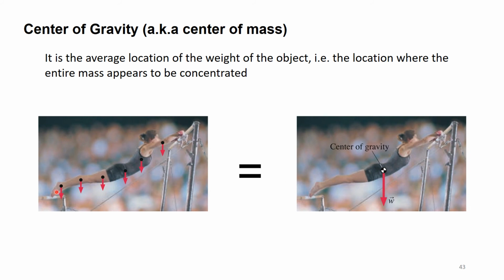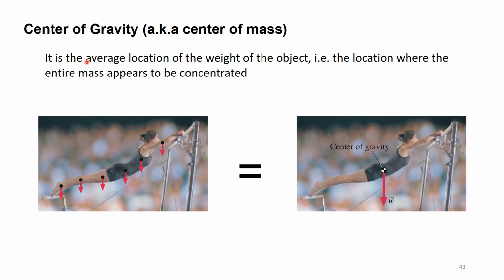Sure, technically every point on the gymnast has a weight, but the center of gravity is like the average of all these points. So if you place a support at the center of gravity, it can effectively provide a normal force to cancel out the weights of all the points on the gymnast. So that's the center of gravity.